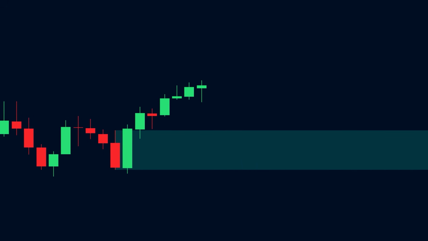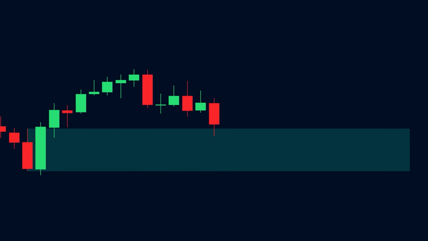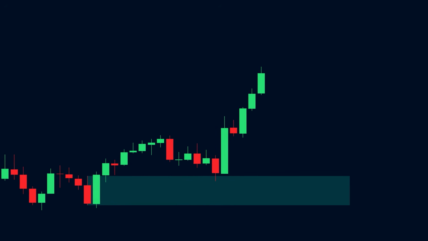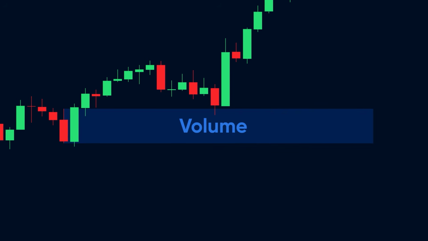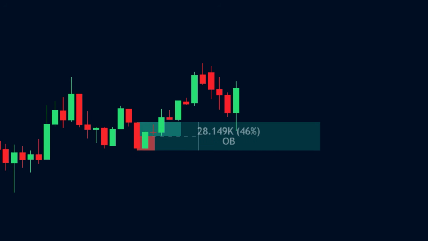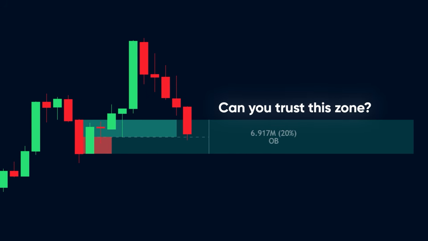And here's the key. Order blocks work because they represent unfinished business. Institutions rarely get all their orders filled at once. They leave resting orders behind. So when price revisits that area, those remaining orders get filled, and the market reacts instantly. But not all order blocks are equal. The volume inside the zone matters. High volume means strong conviction. Low volume means weaker interest and a higher chance of failure. Volume tells you which zones to trust and which to ignore.